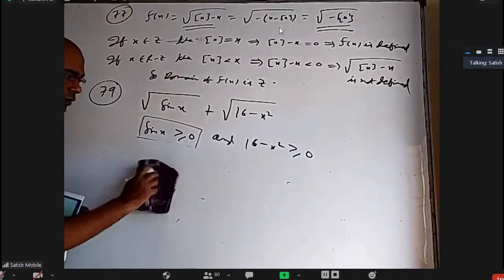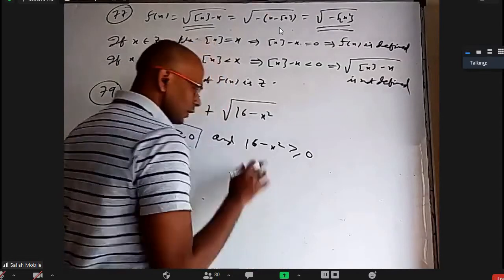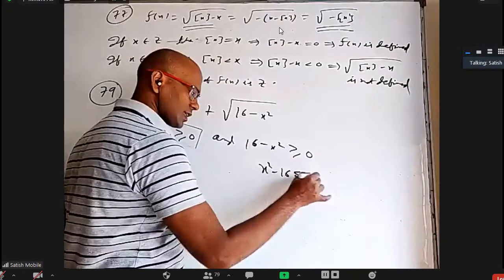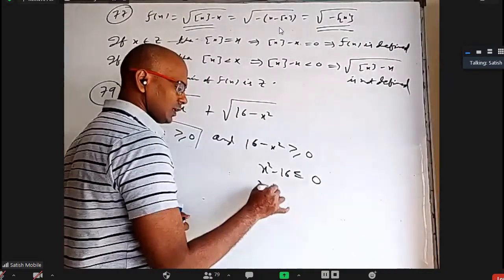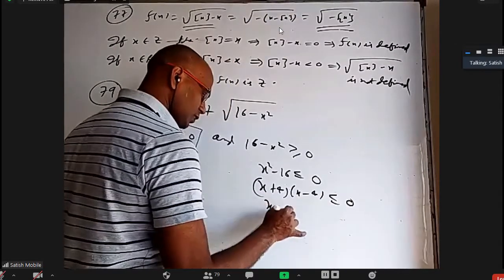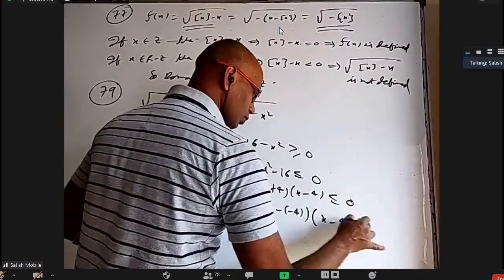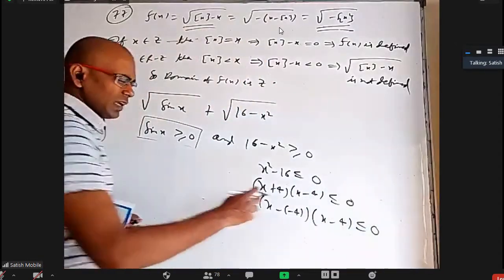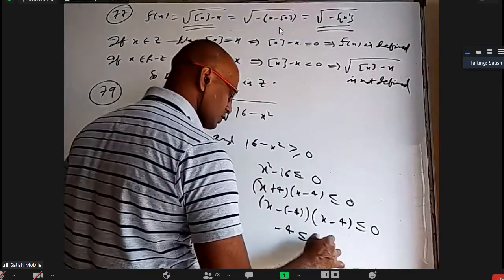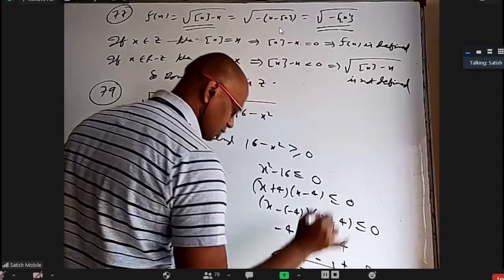With this, we'll stop. I wanted to complete the domain fully, but it's not possible. So I'll complete this. 16 minus x square greater than or equal to 0 is actually x square minus 16 less than or equal to 0, which I can write as x plus 4 into x minus 4 less than or equal to 0. You know, whenever x minus alpha into x minus beta is less than or equal to 0, we know x should be between alpha and beta. Minus 4 less than or equal to x less than or equal to 4. You know, the standard number line thing, plus minus plus.